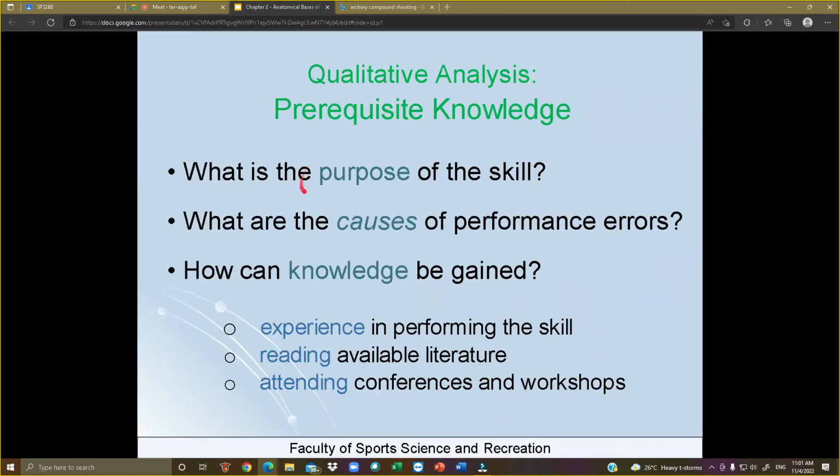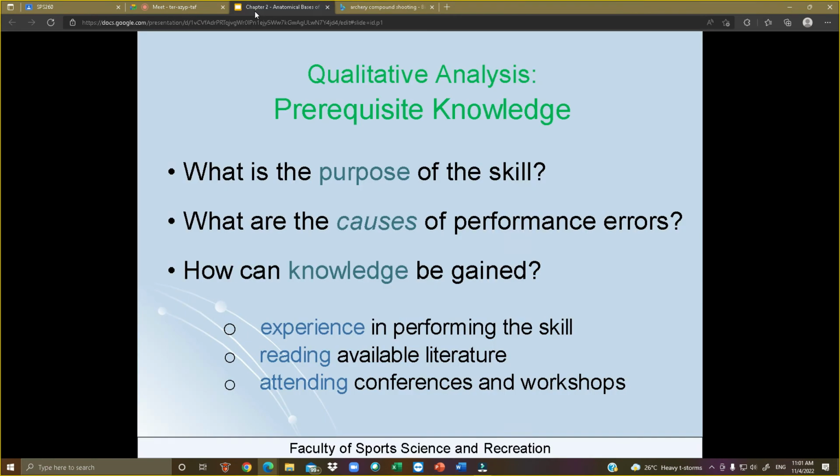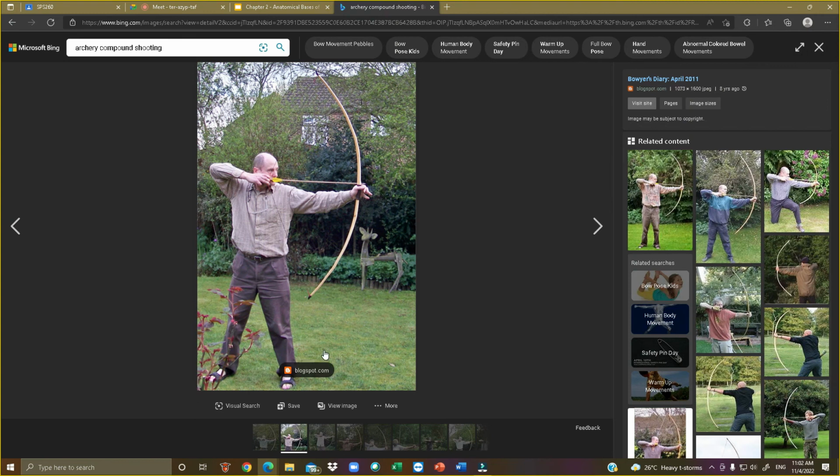Okay. So you know the purpose and you know the cause. So purpose skill tu shooting. This purpose is shooting. So what caused the performance error? Weight distribution. Ni qualitative analysis. Okay, how can knowledge be gained? Experience in performing the skill, reading available literature or attending conferences. And ni maksud yang ketiga ni, how you know that happened. As for me, I'm playing this sport and I'm doing coaching, so I have sound knowledge on archery.